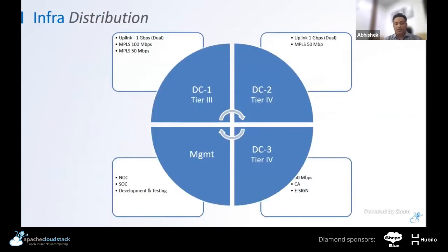Now on the infrastructure distribution, I would just bifurcate how we are set up across our entire infrastructure offering. We operate from 3 different locations, which are our prime data centers. Almost all of them are tier 4 and tier 3 certified. At the primary site, we have a CloudStack setup, which we call DC1, and at DC2 also we have a CloudStack setup.